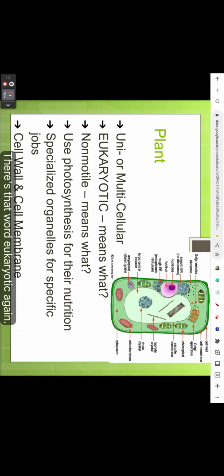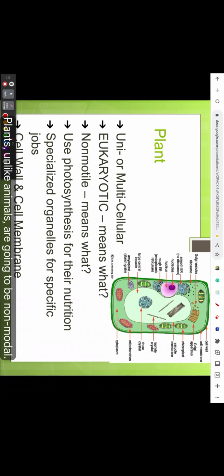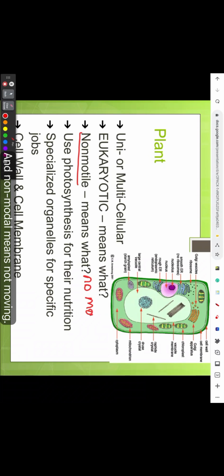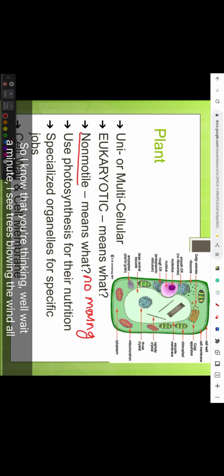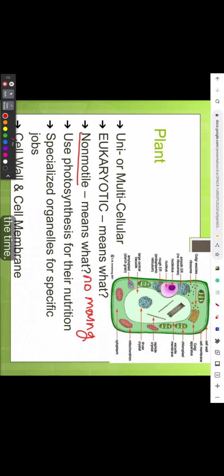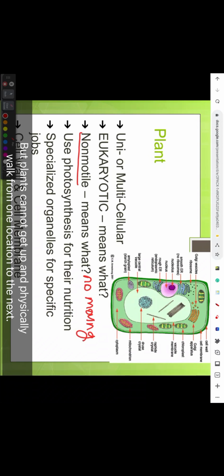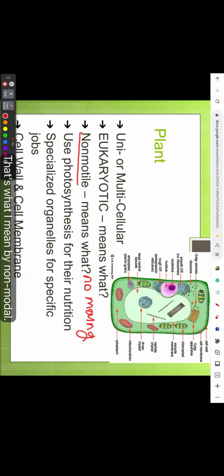There's that word eukaryotic again. Plants, unlike animals, are going to be non-motile. All right. And non-motile means not moving. So I know that you're thinking, well, wait a minute, I see trees blow in the wind all the time. Right. But plants cannot get up and physically walk from one location to the next. That's what I mean by non-motile.